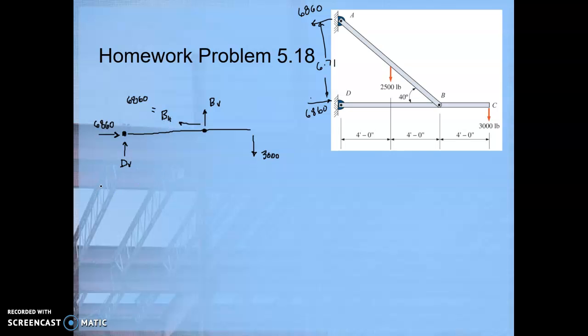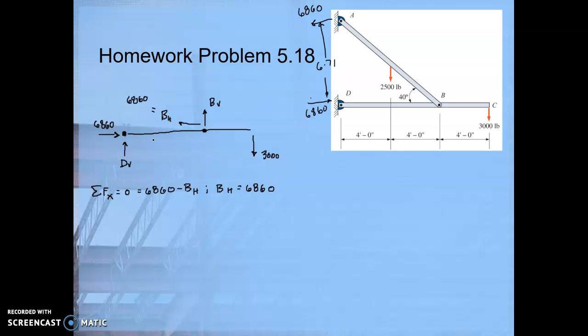So we could write it out formally. Sum of forces in the x direction equals 0, which equals 68.60 minus BH. Therefore, BH equals 68.60. Or we could just look at it and recognize we've only got two horizontal forces. They must cancel each other out. This one's 68.60, therefore this one is also 68.60.